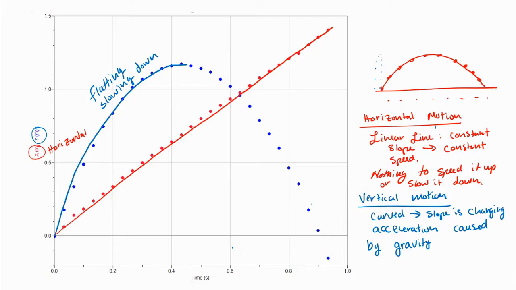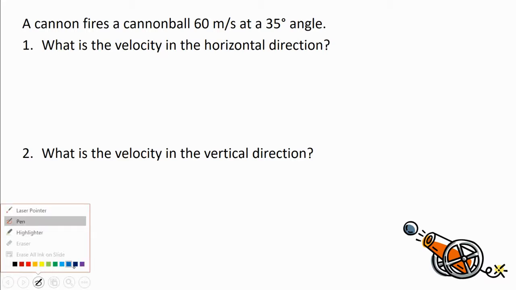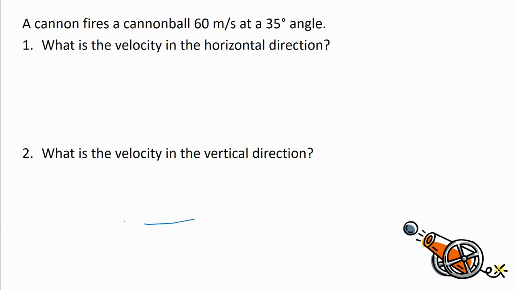Okay. So let's take a look at what issues arise from this. Let's say we have a cannonball fired from a cannon at 60 meters per second at a 35-degree angle. So we fired it at 60 meters per second, and that's at a 35-degree angle.